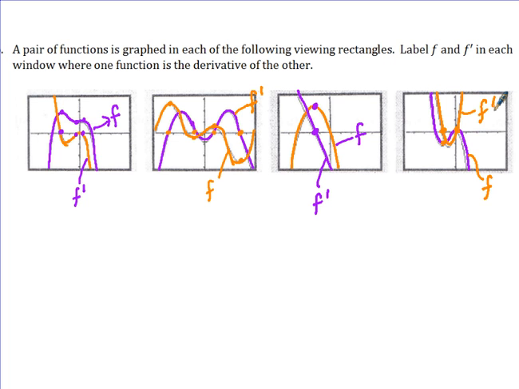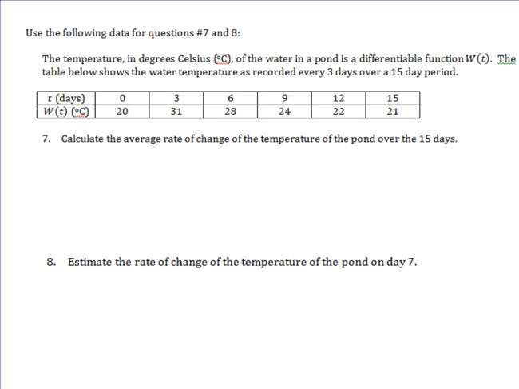My apologies for such a confusing problem, but I hope that I was able to make some sense out of it for you. Question 7. The temperature in degrees Celsius of the water in a pond is a differentiable function. Remember that when they tell us differentiable, we should also assume that means the function is continuous. The table below shows the water temperature as recorded every 3 days over a 15-day period. Question 7, calculate the average rate of change of the temperature of the pond over the 15 days.